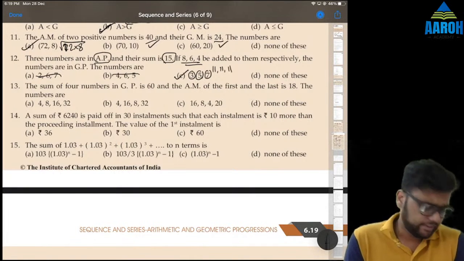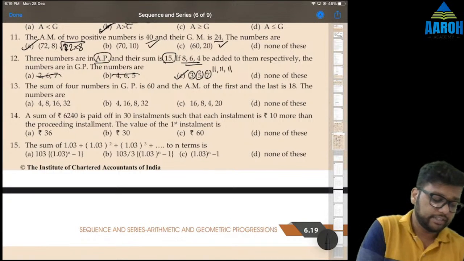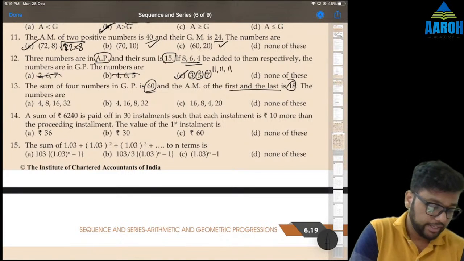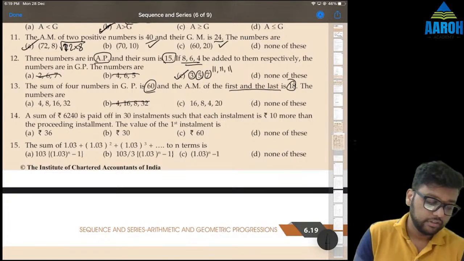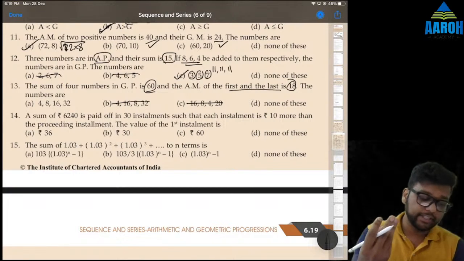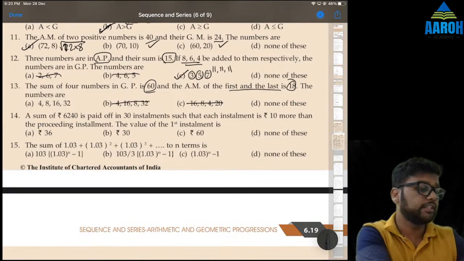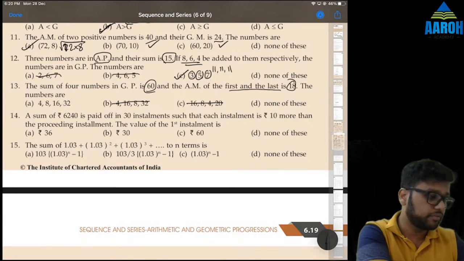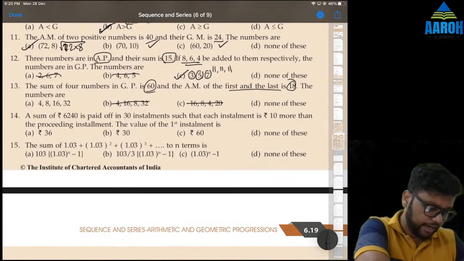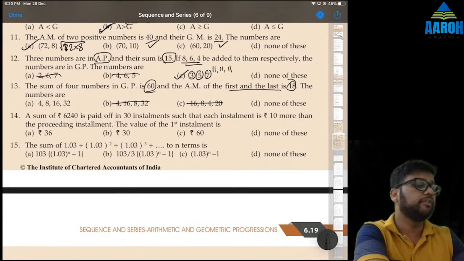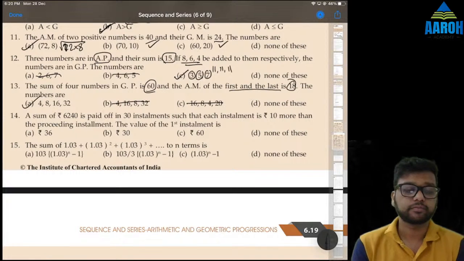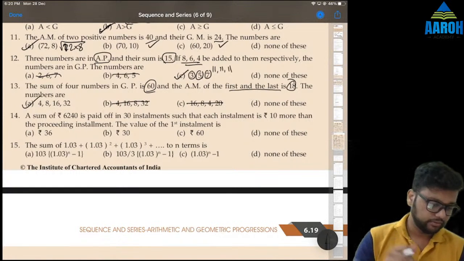C, correct. Then 13th. Sum of 4 numbers in GP is 60 and AM of first and last is 18. Again, this option is out because that is not in GP. This is also not in GP. So only the first option is remaining. 4, 8, 16, 32 is in GP. Their sum we can check: 4, 8, 16, 32, that is 60, so that is also correct. And AM of first and last, that is (4 plus 32) divided by 2, that is 18, so that is also correct. So A is the correct answer. A is correct here.